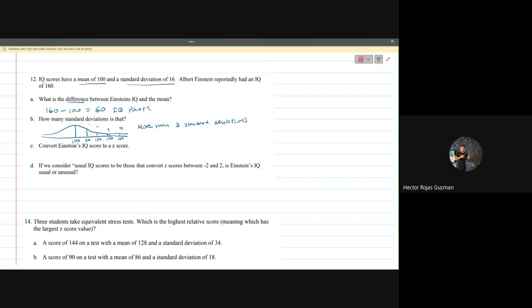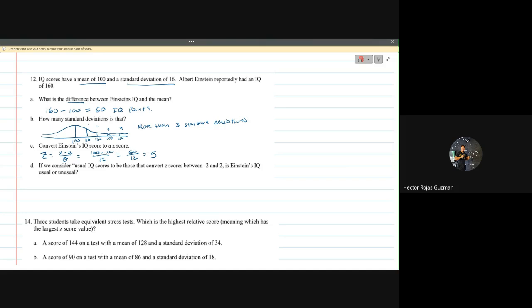Okay, so now let's find the z-score, right? Which is going to be a simple calculation. The z-score is the value minus the mean divided by the standard deviation. Einstein's IQ is 160, the mean is 100, and the standard deviation is 12. 60 divided by 12 is, that would be 5.